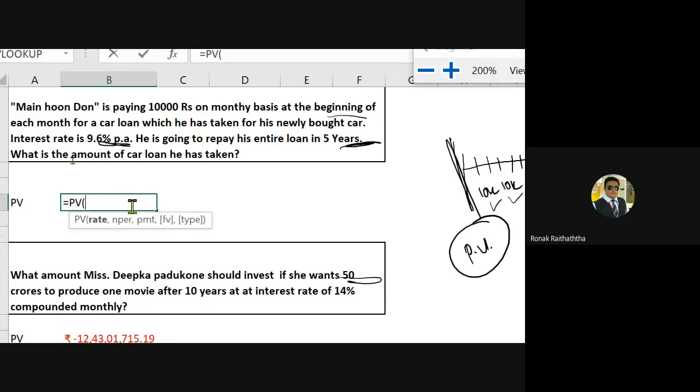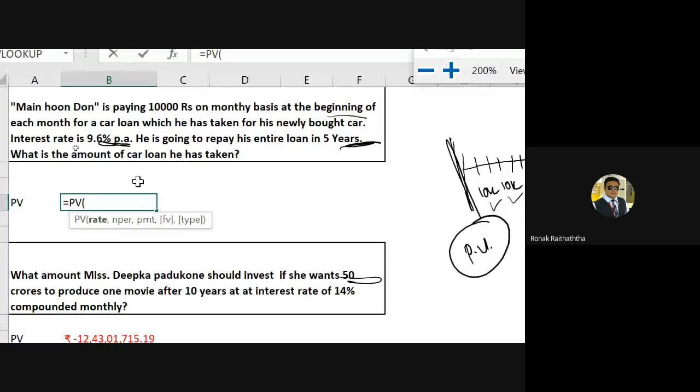the rate over here? If you can just let me know. Let's have the discussion, please, an interactive one. What will the rate be, beta? Anyone? 9.6 divided by 12.